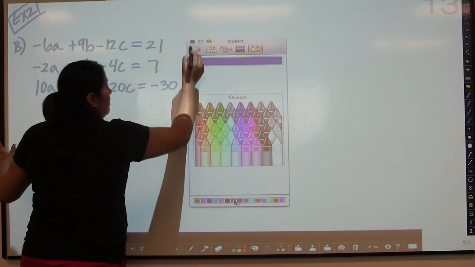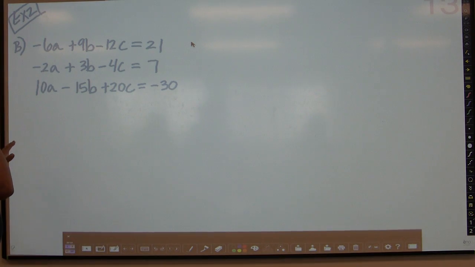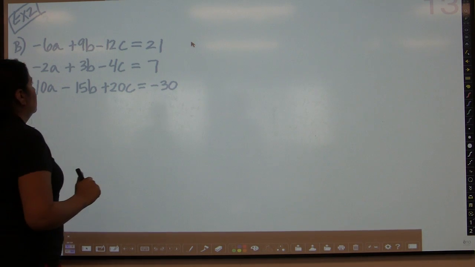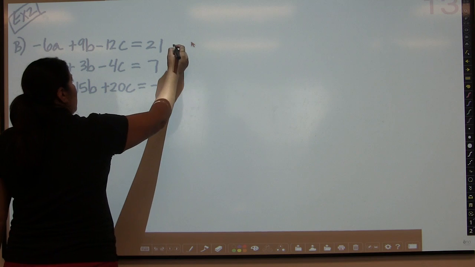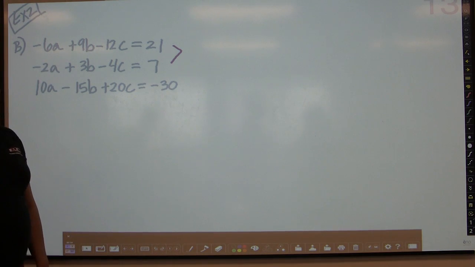So, we're going to keep going here. We're almost done this. Example 2. I'm going to start all over again, do the same exact thing. We are going to try these first 2 equations.